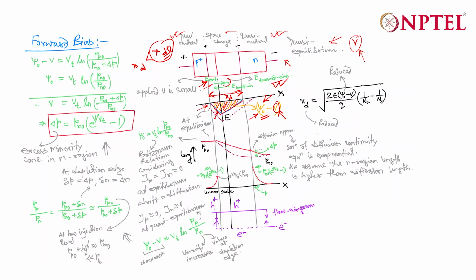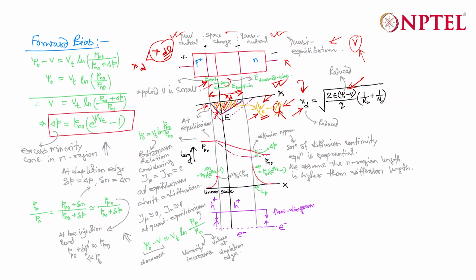And if you now write the expression for XD, we already have derived it. So the expression for XD, you will find previously it was 2 epsilon psi 0, but now it will be 2 epsilon (psi 0 minus V), because that is your effective potential. So it's 2 epsilon (psi 0 minus V) by Q into (1 by Na plus 1 by Nd). So this particular term has reduced, so definitely your XD also will reduce. Mathematically also, you will find that your XD is smaller than the XD0. XD0 is nothing but the XD under equilibrium.